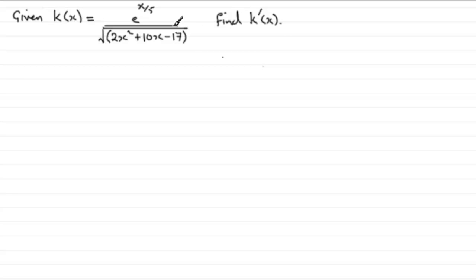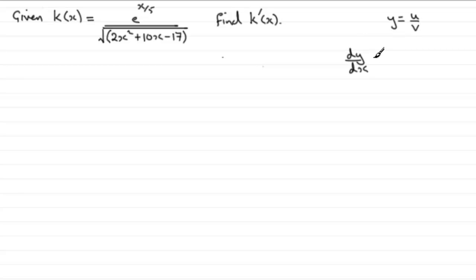Now the first thing I notice here is that I've got two functions of x being divided by one another. And we should be familiar with this kind of result. Let's say we've got y equals u over v, where u and v are functions of x. Then to differentiate this requires knowledge of the quotient rule.